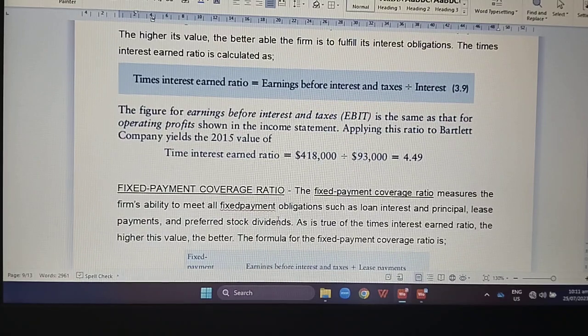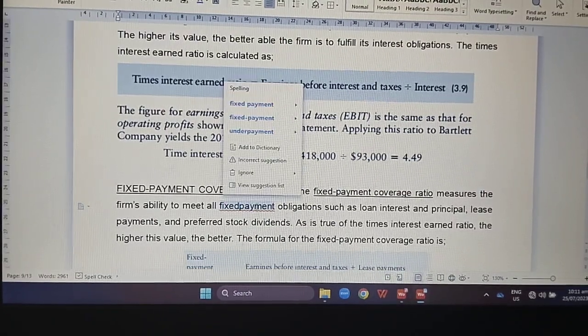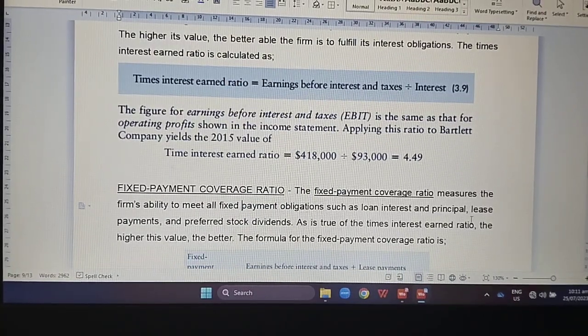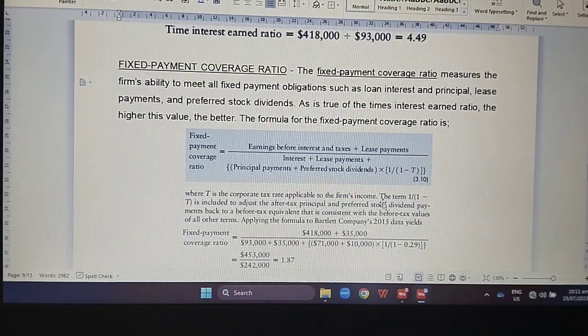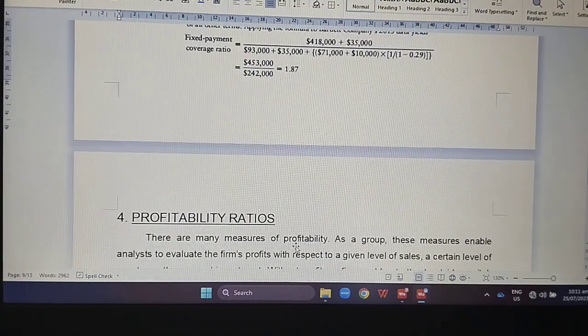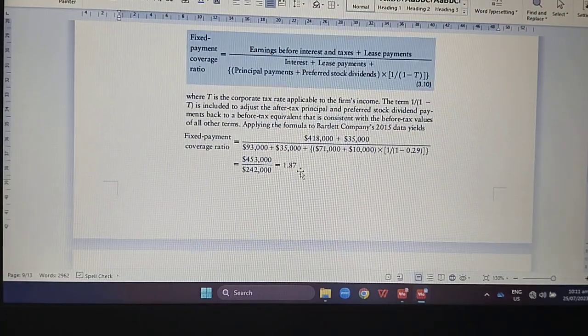The fixed payment coverage ratio measures the firm's ability to meet all fixed payment obligations, such as loan, interest, and principal. So, ibig sabihin, mas okay. Ayan. So, dito, it's 1.87. Okay? So, ibig sabihin, okay pa tayo. May kakayanan pa tayo makapagbayad.